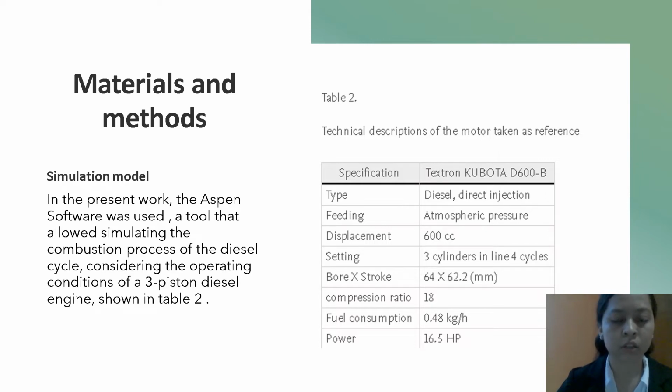Bore by stroke 64 by 62, compression ratio 18, fuel consumption 0.48 kilograms, power 6.16.